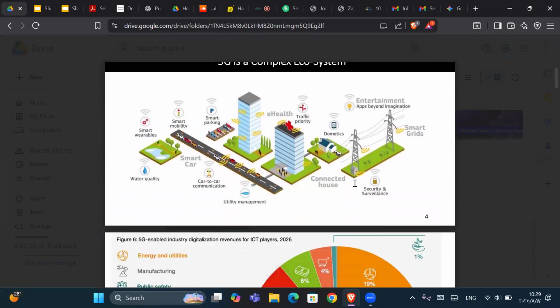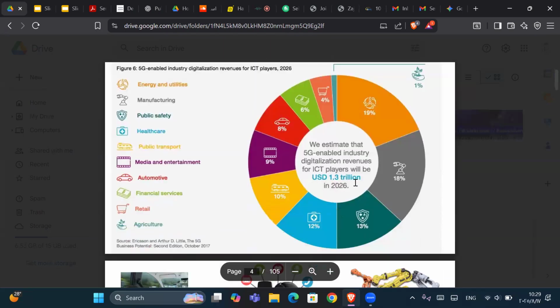5G connectivity technology. And if we were to classify these applications, they can be classified under many categories like energy and utilities, manufacturing, public safety, healthcare, public transport, media and entertainment, automotive, financial services, retail, and agriculture. And there was an estimate that the 5G-enabled industry digitalization revenues for ICT players will be more than 1 trillion.